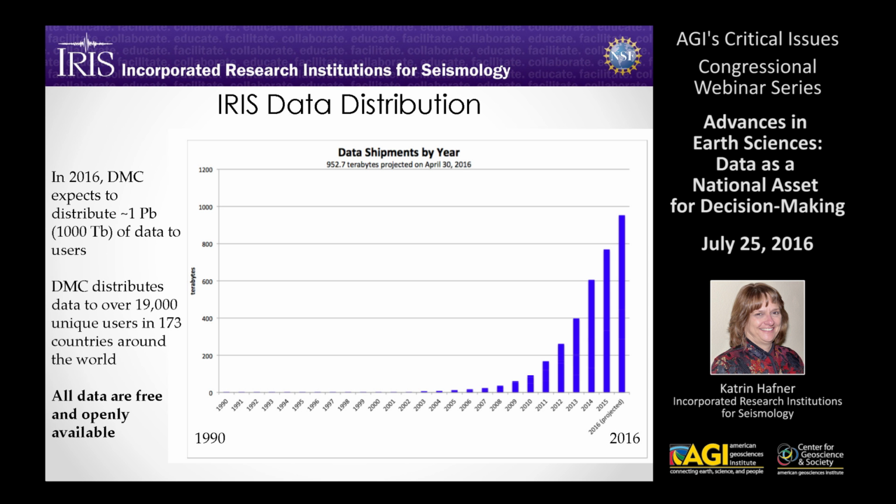This plot shows the data distribution over time, and you can see that again, this is increasing. The data is distributed not only within the United States, but to researchers and policymakers in over 173 countries around the world. The key is that all of the data are free and openly available, and that is one of the requirements to archive your data in this facility.